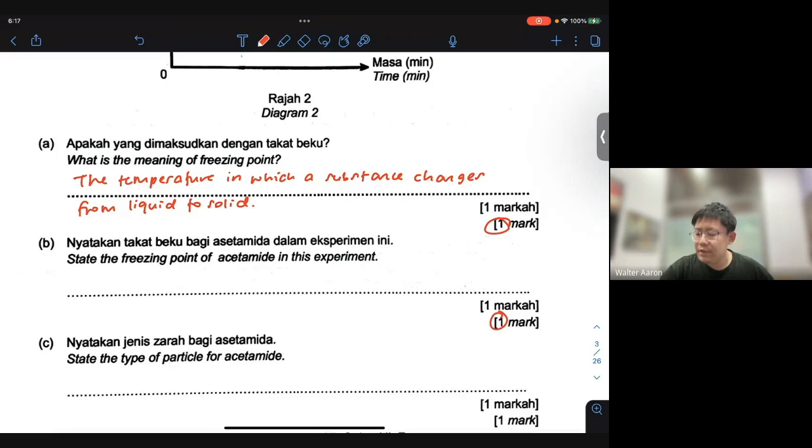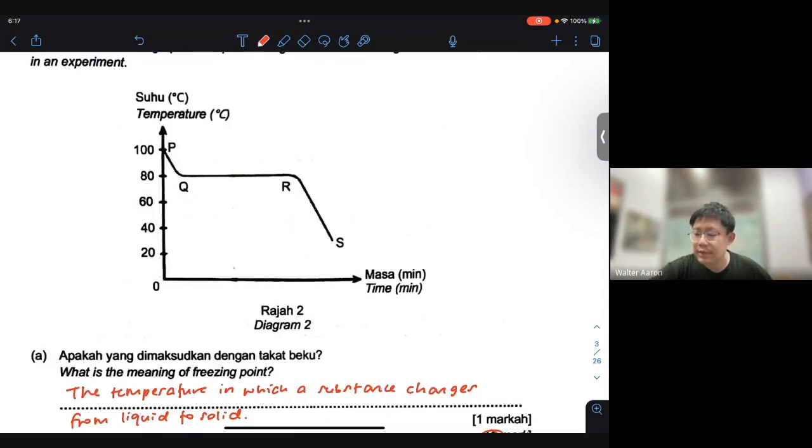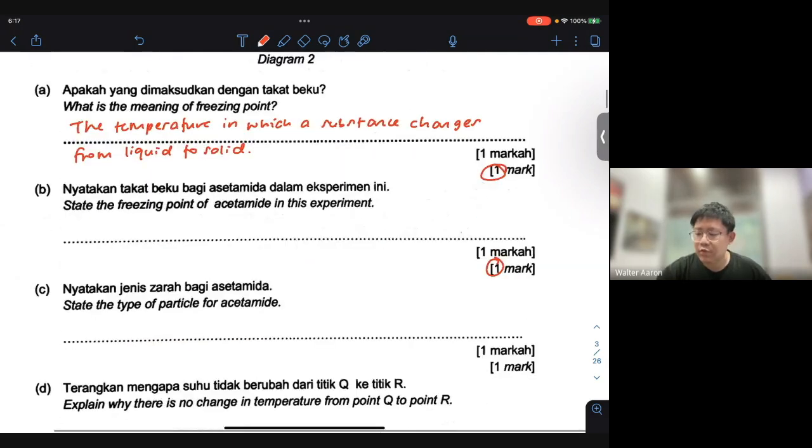And then for B, state the freezing point of the acetamide in this experiment. We will say that it is this flat point between Q and R where you can find the freezing point of acetamide. You can see that this is actually 80 degrees Celsius. So for this one, you just put 80 degrees Celsius. You have to include the unit or else you will not get the marks. Without the degrees Celsius, you won't be able to get marks.